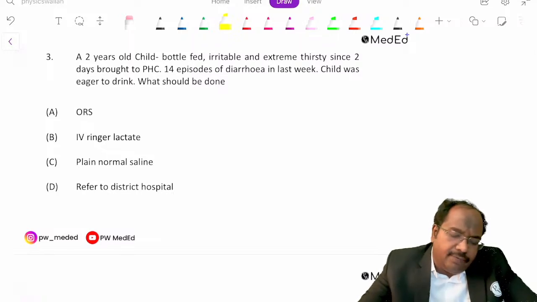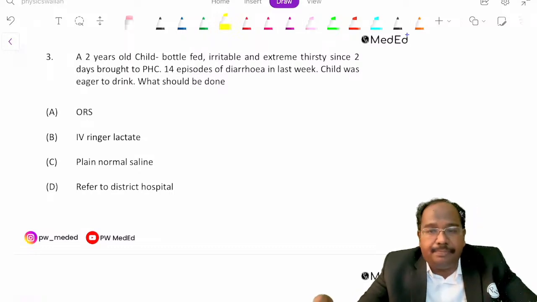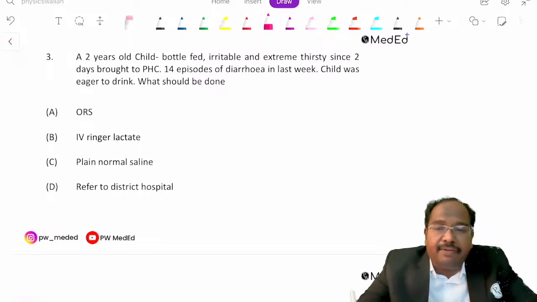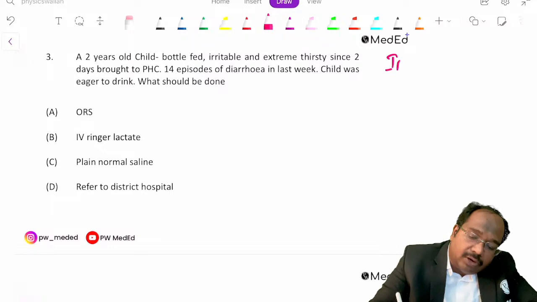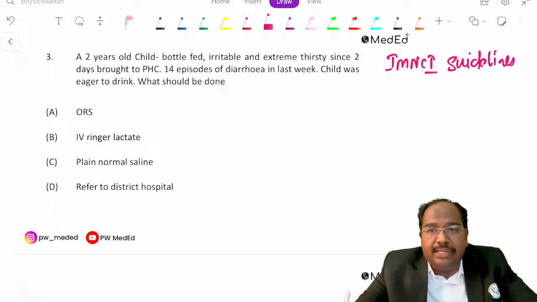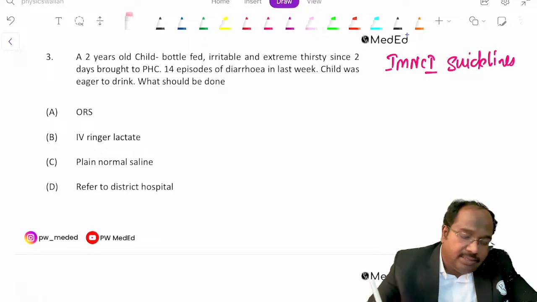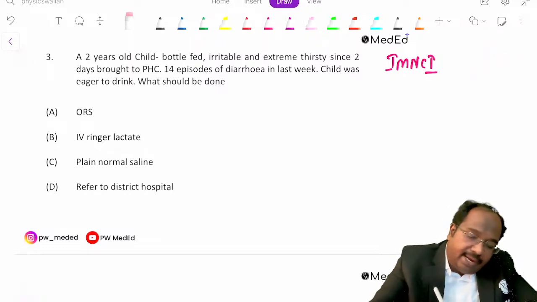A 2-year-old child, bottle fed, irritable, extremely thirsty, is brought in. There were 14 episodes of diarrhea, and the child was eager to drink. What should be done? Any child with diarrhea in our setting, we have to follow some guidelines called IMNCI guidelines, Integrated Management of Neonatal and Childhood Illness guidelines.